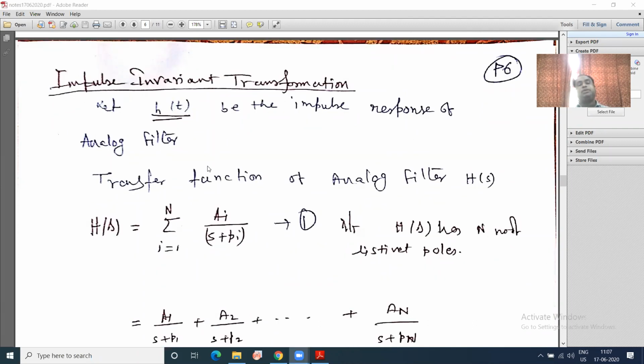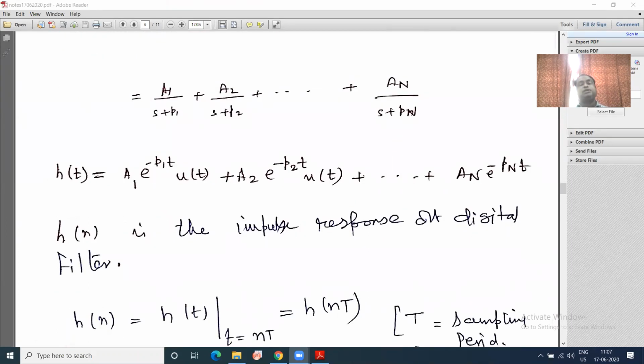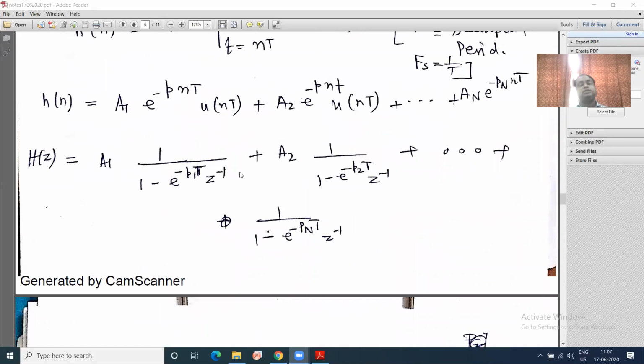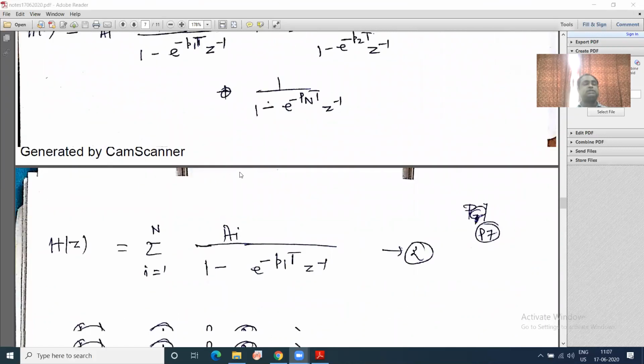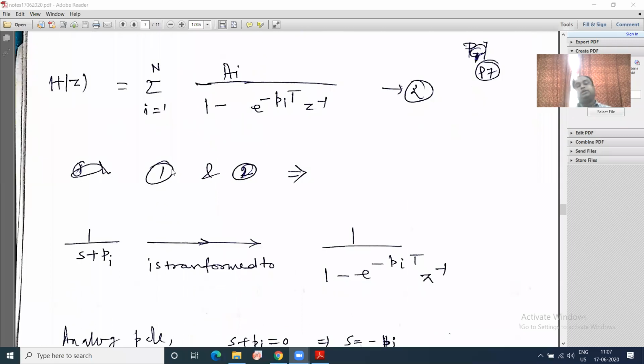Now, an impulse response in the analog domain will be in the form of 1 by (s plus pi). Then I have transformed this, a step we have discussed. Do you have any doubts in the previous discussion? I hope you have no doubt. We have seen that a pole of s plus pi is transformed into 1 by (1 minus e to the power minus pi T z inverse). I have explained how to get this.